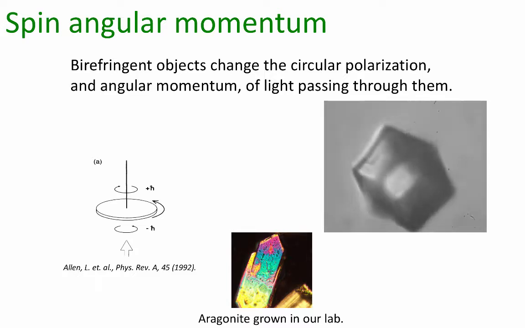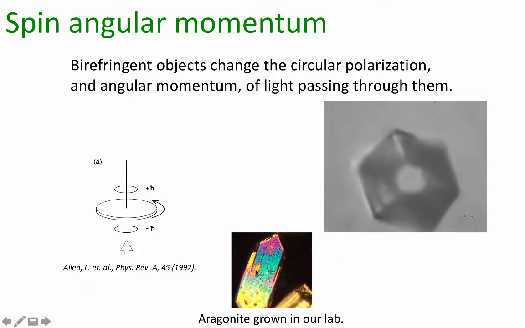Birefringent objects, like this piece of aragonite that we grew in the lab, not recently, rotate because they change the circular polarization of light. They change the angular momentum of light passing through them, and that makes them rotate.